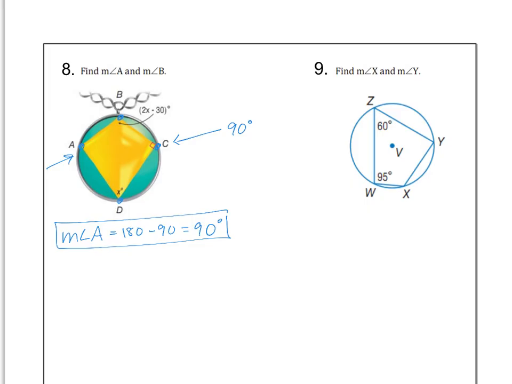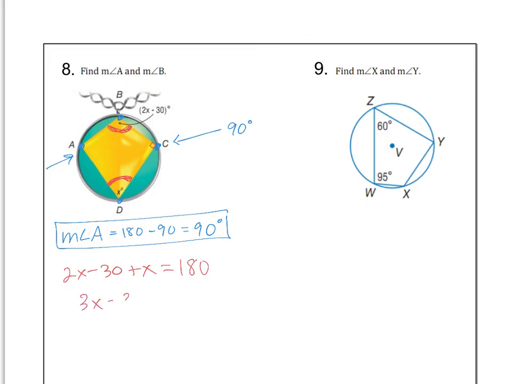So for angle B, notice angle B is here. It is across from angle D. Those two must add up to 180 also. But instead of setting it up like I did last time, I'm going to make an equation. I'm going to say the 2x minus 30 from angle B plus the x from angle D, those together will add up to 180. Go ahead and just use normal algebra.